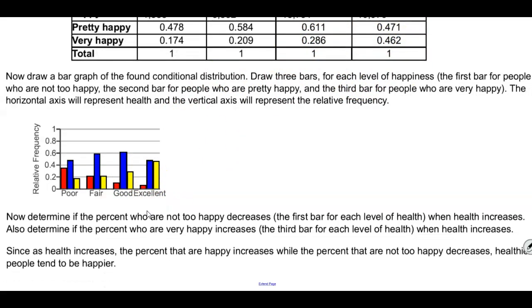Now, determine if the percent who are not too happy decreases, which is the first bar for each level of health, when health increases. Also determine if the percent who are very happy increases, which is the third bar for each level of health, when health increases. Since as health increases, the percent that are very happy increases, while the percent that are not too happy decreases, healthier people tend to be happier.